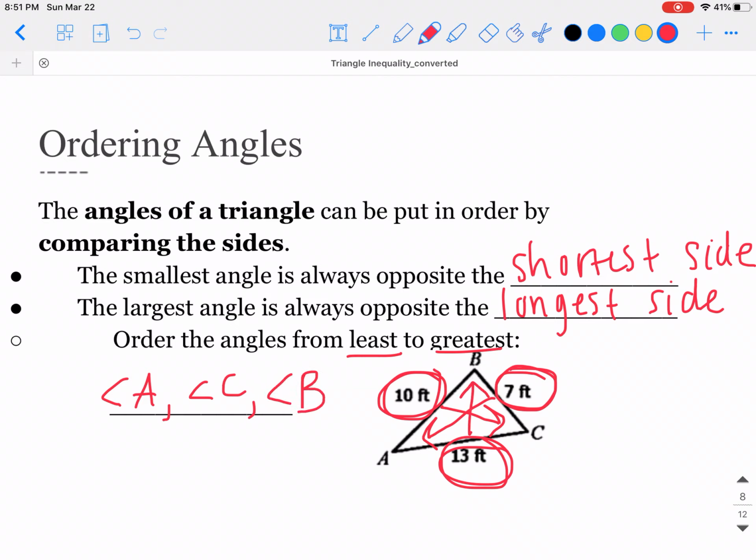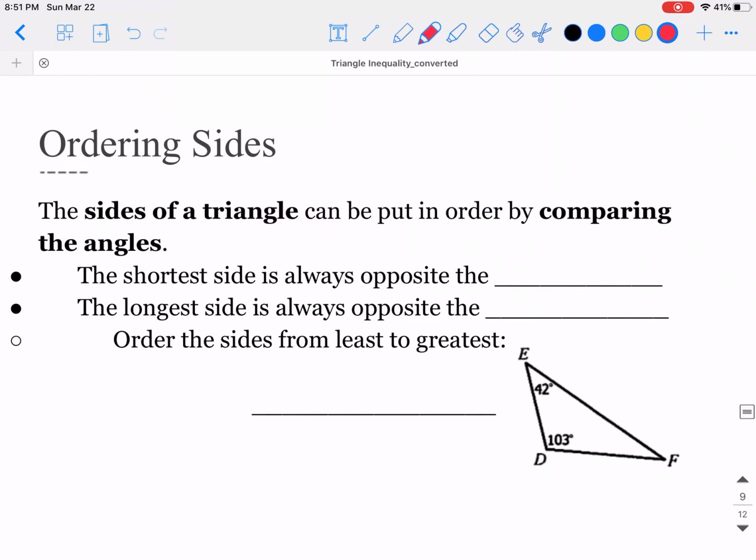We can do the same thing in the opposite direction. We're able to order sides. The sides of a triangle can be put in order by comparing the angles. So now it's just the opposite. The shortest side is always opposite the smallest angle. And the longest side is always opposite the largest angle. So looking at this diagram below, we're able to order the sides from least to greatest.